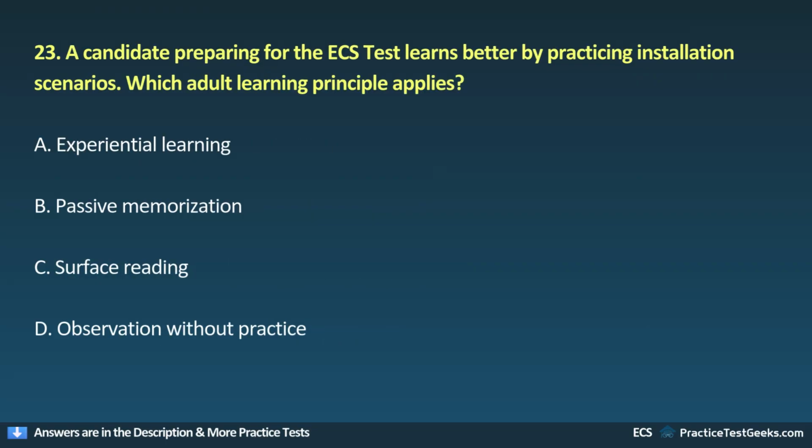23. A candidate preparing for the ECS test learns better by practicing installation scenarios. Which adult learning principle applies? A. Experiential learning. B. Passive memorization. C. Surface reading. D. Observation without practice.